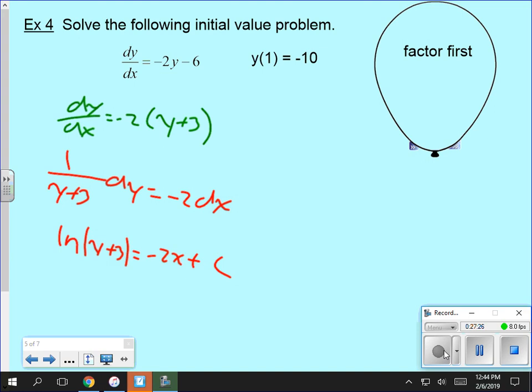Plug in the initial condition. When x is 1, y is negative 10. This is one where we've got an interesting thing going on here, don't we? When x is 1, y is negative 10. So I end up with the natural log of the absolute value of negative 10 plus 3 equals negative 2 plus c.